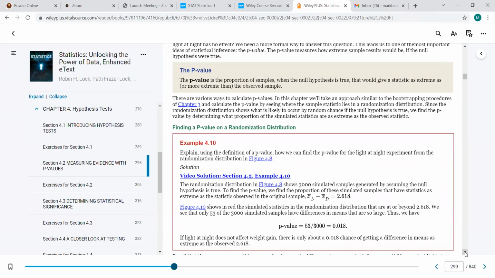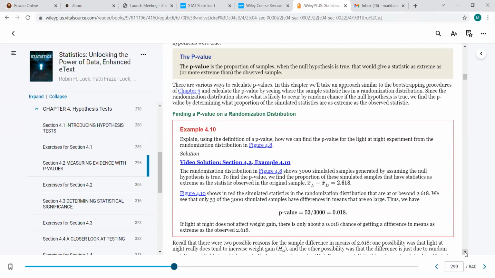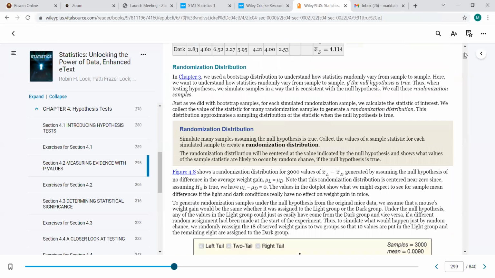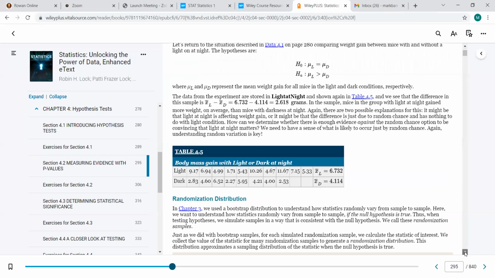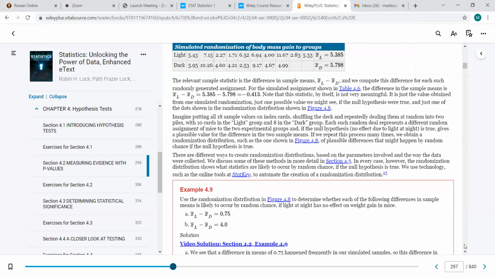So in the example that we just gave, suppose we look at the original sample, where we saw the difference between the light group and the dark group of 2.618, right? That was the original sample. Let's just scroll back up. We were talking about this here. This is the original sample that was done. And we take the difference between the light group's sample mean and the dark group sample mean. We got 2.618, I believe. 2.618. Okay. All right.